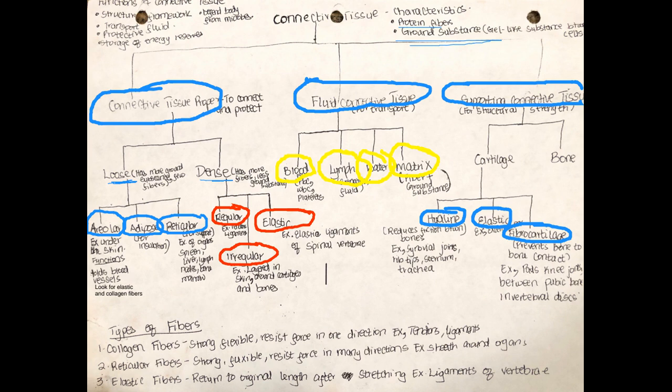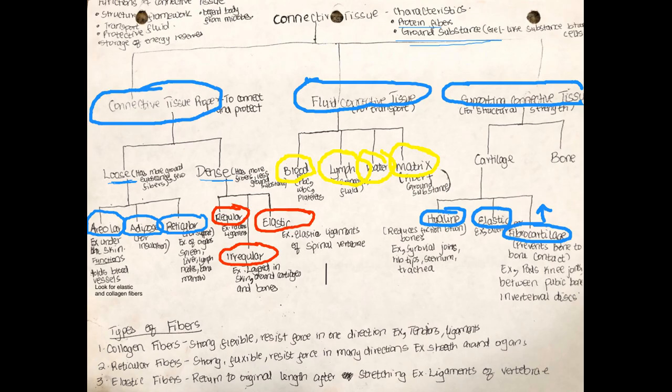Okay, and then the hyaline cartilage is going to be more like a thin type of cartilage. So you will find it between your ribs and your sternum, and then between your trachea. So it's thinner. And then the fibrocartilage is thick. Okay, this type of cartilage is really thick, so it's padded.